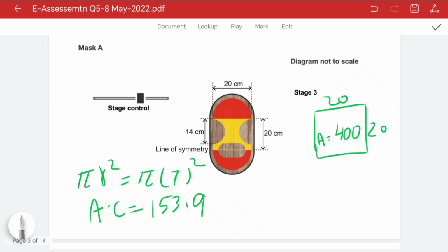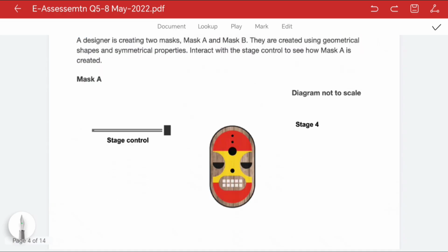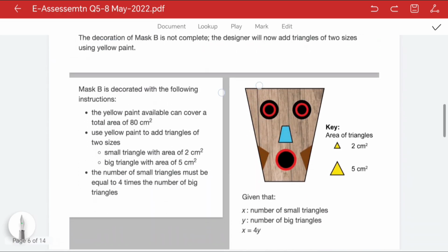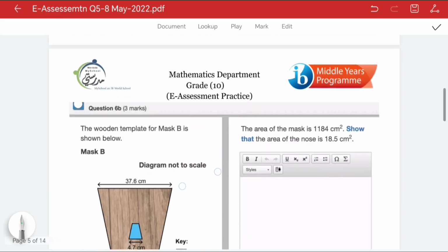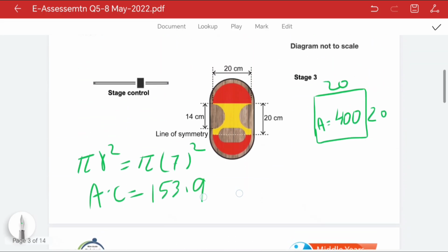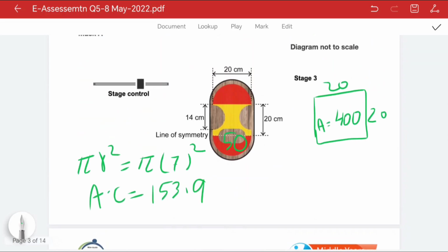Then the area of mask B. The area of mask B they gave us here, because I put it in the wrong place, which is equal to 100, it is given. And the line of symmetry means it divides the given shape into two equal parts. So it means 50 here and 50 here. So from the total area we will subtract this part and this part, and we will get the area of the yellow part.